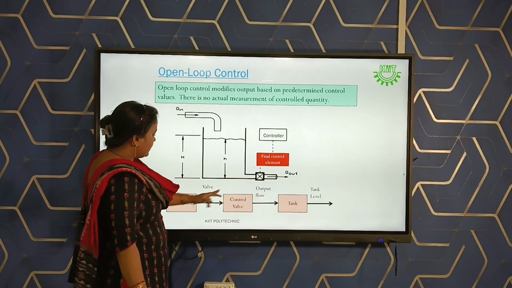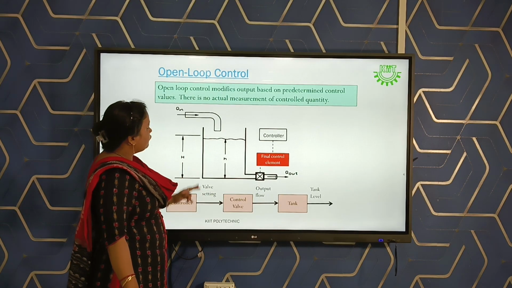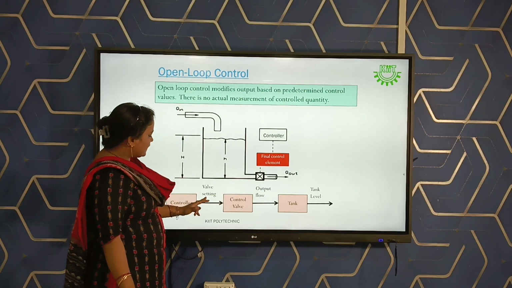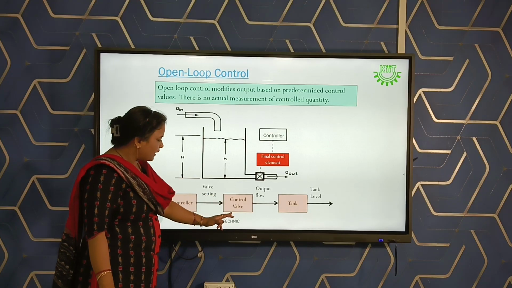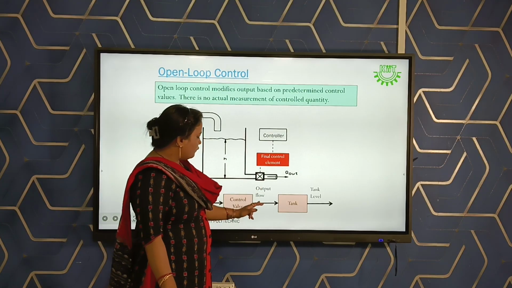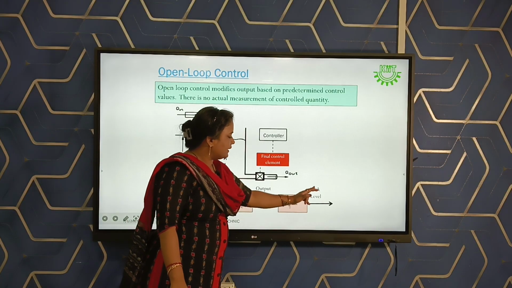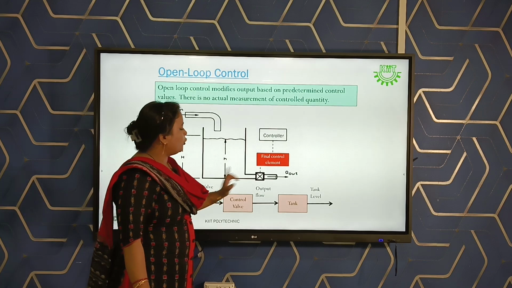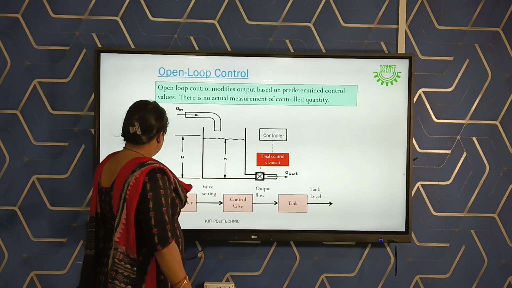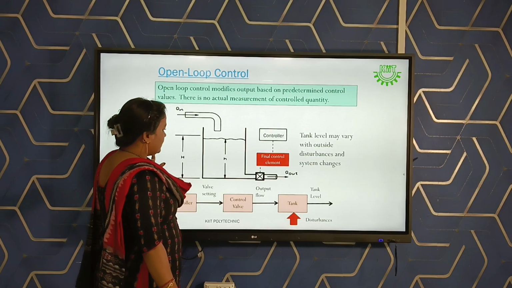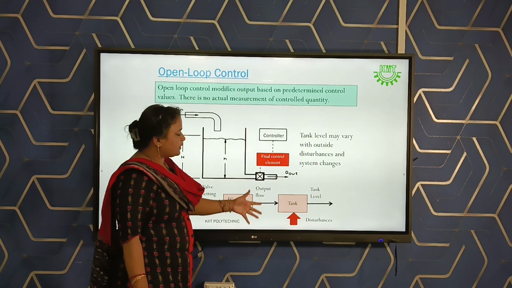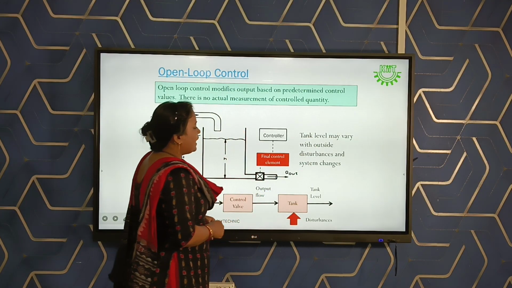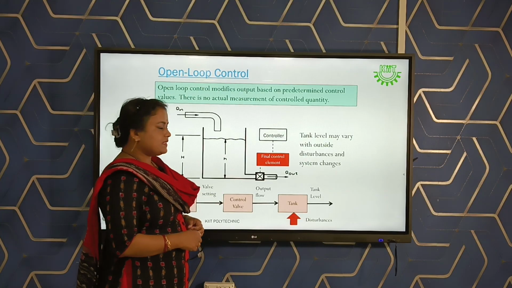So here there are elements and sub-elements for open loop control systems. What are they? One is the controller, one is the valve setting, then it comes to the control valve. Here we are getting the output flow, which comes to the tank, then the tank water level will be shown. So this is from input to output side only. Here we can also consider whether there will be disturbances or not. Tank level may vary with outside disturbances and system changes.